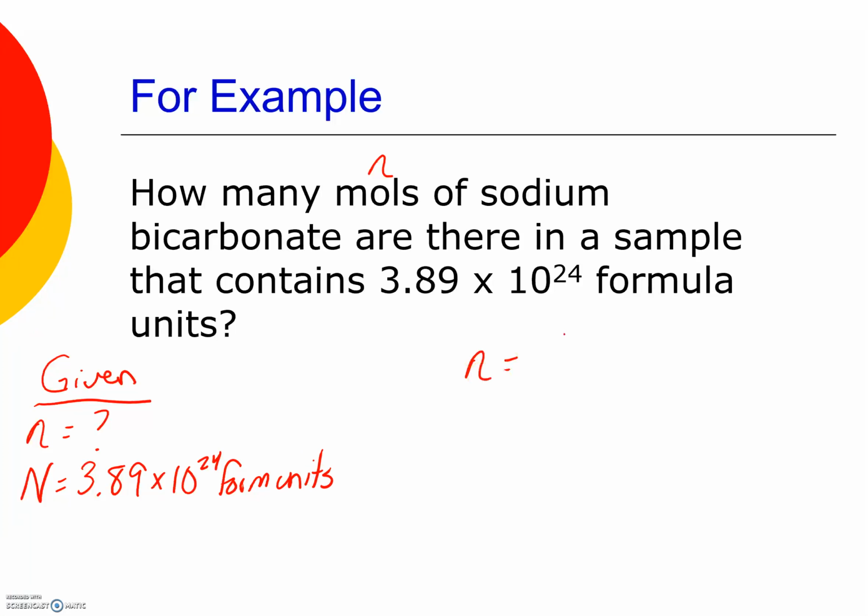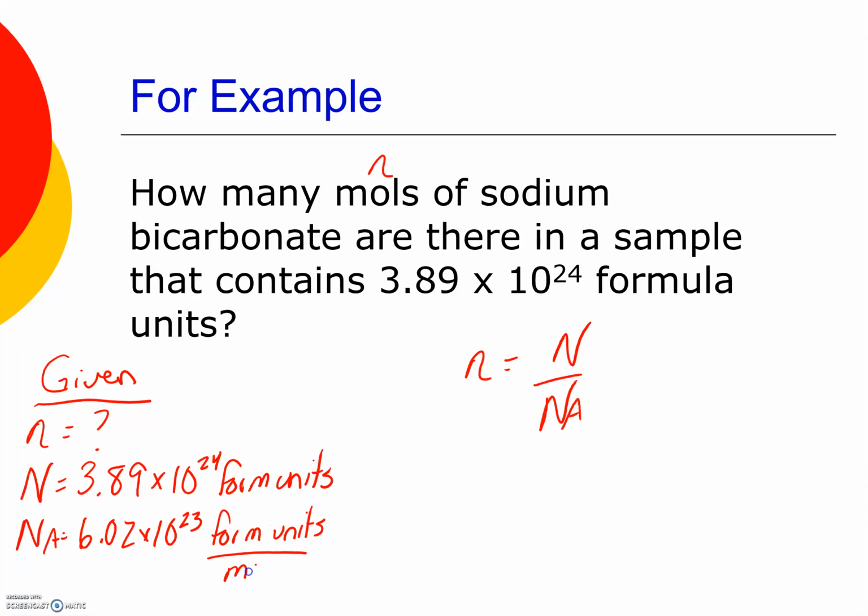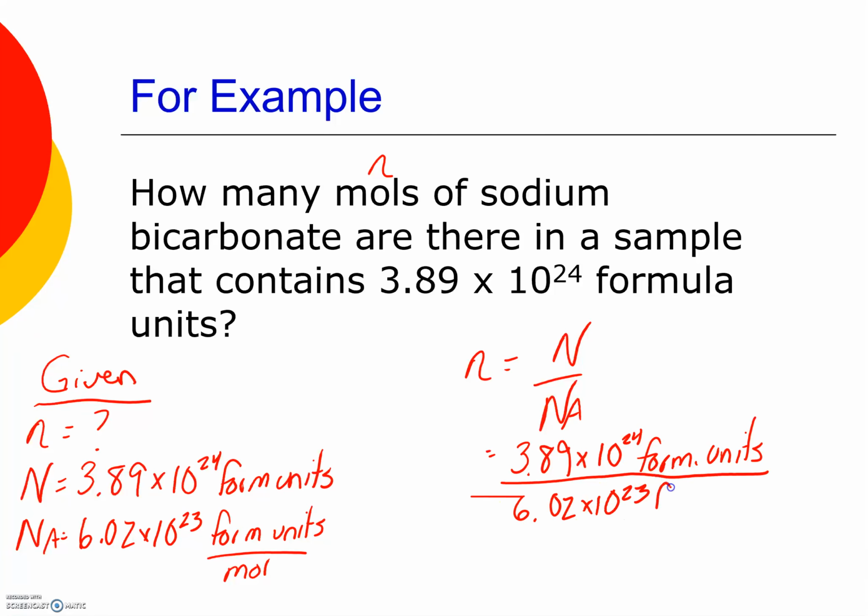Now I know my formula is little n is equal to N over Na. I know Na is a constant. It's always 6.02 times 10 to the exponent 23. The only thing is I have to make sure I use the right unit here. Because we're dealing with ionic compounds, this one's going to be formula units per mole. And now I'm ready to sub in. So N is 3.89 times 10 to the exponent 24 formula units, divided by 6.02 times 10 to the exponent 23 formula units per mole. Now in our unit analysis, the formula units cancel. I'm left with units of moles, which is what I'm looking for.